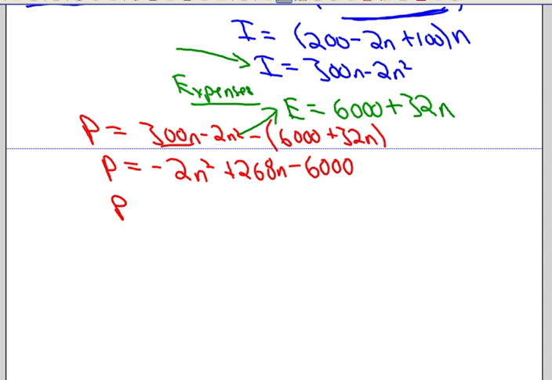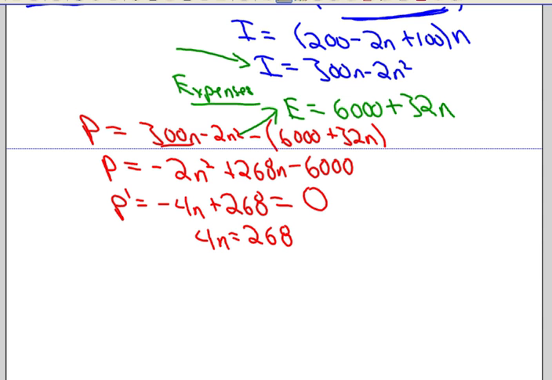So P prime is negative 4n plus 268. And one thing interesting is that 6,000 goes away. 6,000 was the fixed cost, so it doesn't really matter what the fixed cost was in terms of maximizing my profit. The fixed cost could be $100, $1,000, $1 million. That's not going to affect how I maximize the profit. I'll set this equal to 0. I look where it's also undefined, but it's defined everywhere. So 4n is 268, and I divide that, and it looks like 67, right, 134, yes. n is 67.